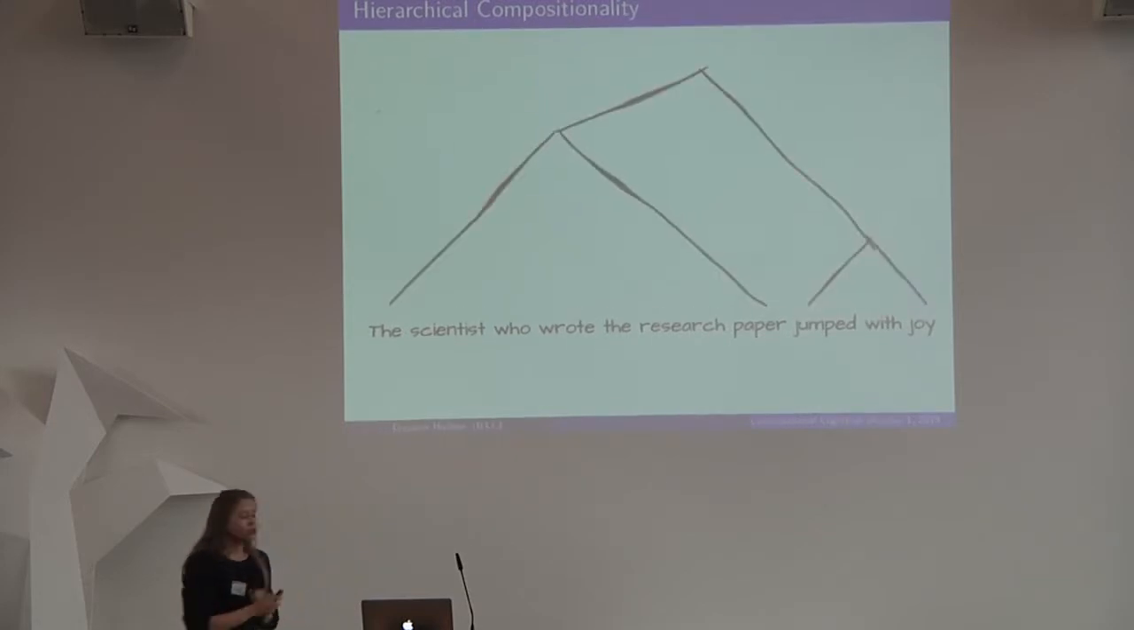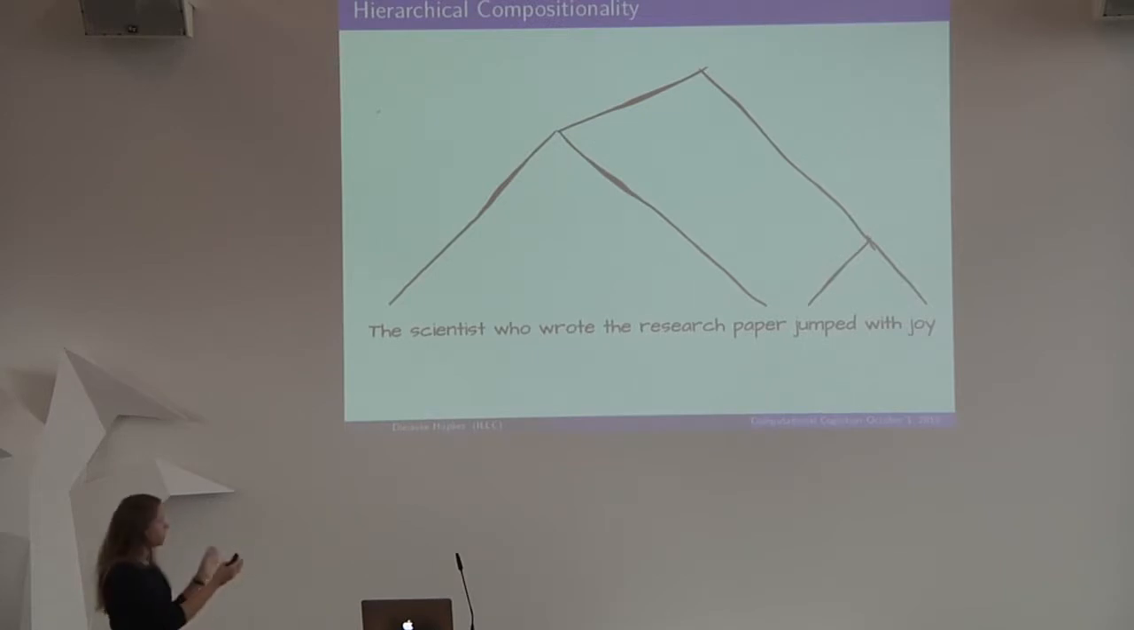This particular sentence, we can say, consists of two parts. We have the subject, the scientist who wrote the research paper, and what the subject is doing, jumped with joy. Now, and here comes in the word hierarchical that I was mentioning before, these subparts themselves also consist of smaller parts. So the scientist who wrote the research paper consists of the scientist and the embedded clause who wrote the research paper.